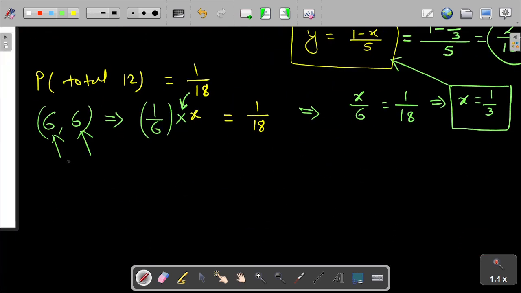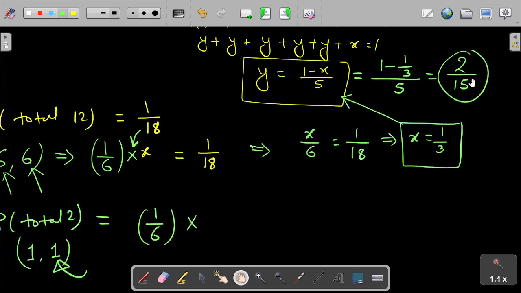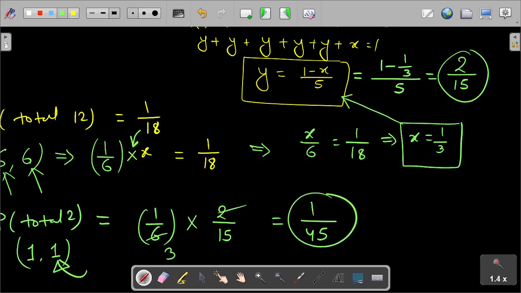Now the question says, what will be the probability of getting a total of 2? There is only one case, when we get 1 and 1 on both dice. Again we multiply the probability of getting 1 on the first dice, that is 1 by 6 because it is a fair dice, by the probability of getting 1 on the non-fair dice, that is 2 upon 15. So we write 1 upon 6 into 2 upon 15, and solving this we get 1 upon 45. This will be our answer.